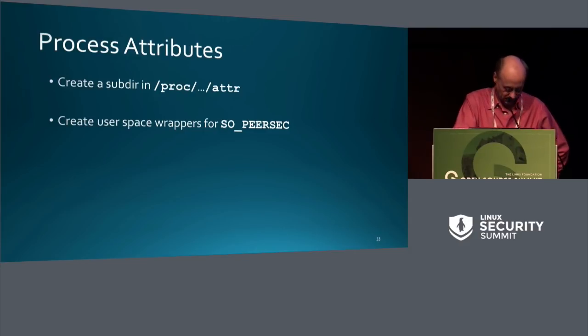Process attributes. Traditionally, you can look in /proc/self/attr/current to find what your current process context is. We're adding a subdirectory in /proc/self/attr for your particular LSM. Makes things a whole lot easier. You're never going to get any conflicts there. So, you might want to have a wrapper for that to make sure that you're getting your information, not somebody else's.